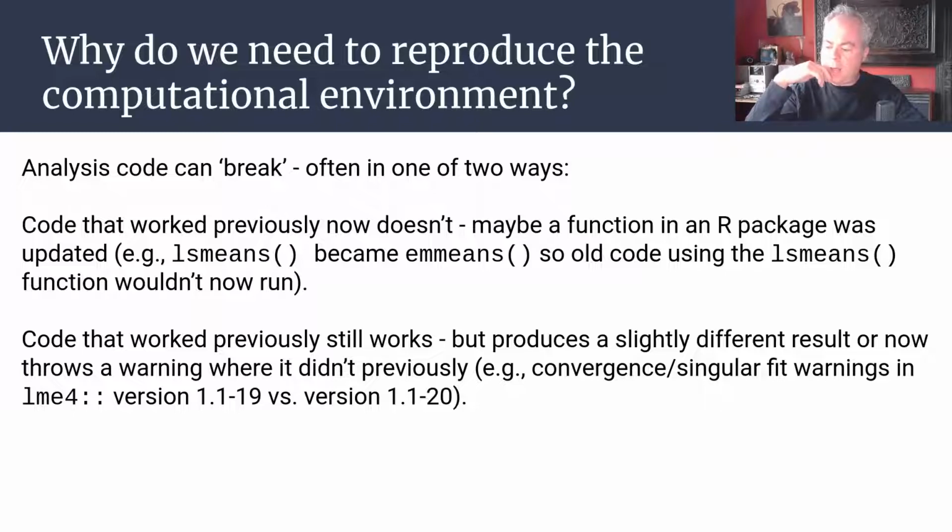So one of the most recent cases that affected the work that I do is that the lsmeans function, which I used to use to run pairwise comparisons, became renamed as emmeans. So old scripts that I'd written in R that I would run with a slightly updated version of R, slightly updated version of packages that included the lsmeans function, now simply wouldn't run. And this obviously causes a problem because it means your script doesn't run anymore.